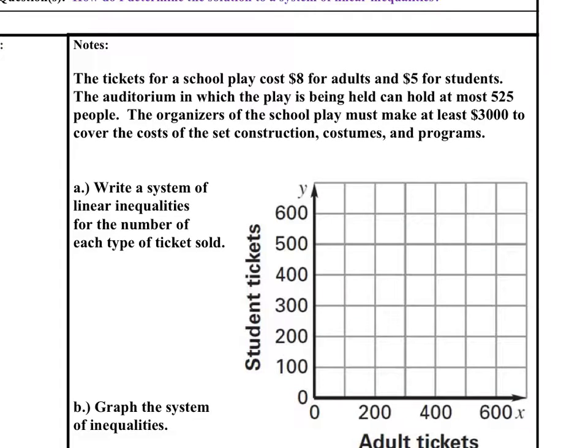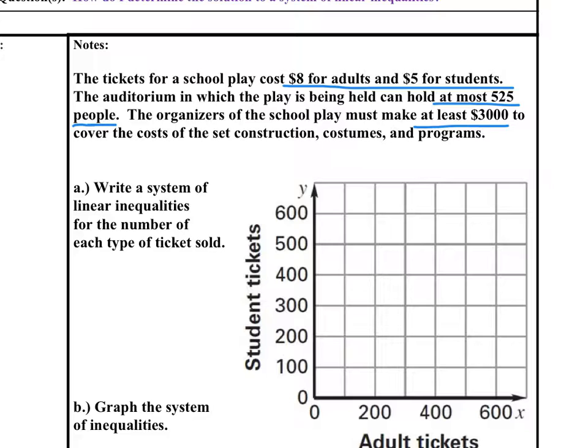Tickets for a school play cost $8 for adults and $5 for students. Feel free to underline what you feel is important. The auditorium in which the play is being held can hold at most 525 people. And the organizers of the school play must make at least $3,000 to cover the cost of set construction, costumes, and programs. So they must make at least $3,000.